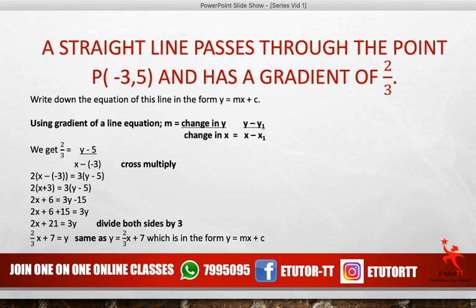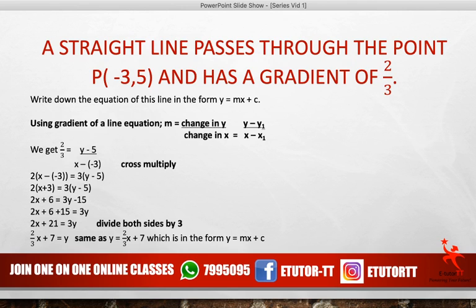All right. So now we have 2x plus 6 equals 3y minus 15. We want to get the y alone on one side and everything else on the other side. So if you want to carry the 15 over to the 2x plus 6, because it's negative 15, we need to add 15 on both sides. So now we have 2x plus 6 plus 15 equals 3y. 6 plus 15 gives us 21. So we get 2x plus 21 equals 3y.